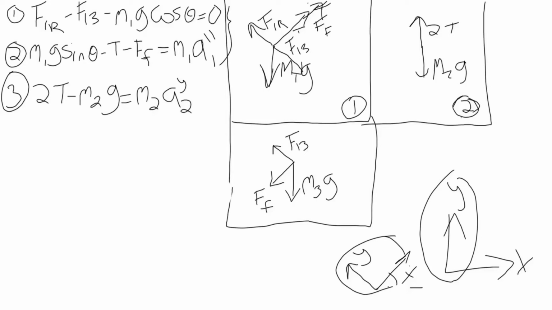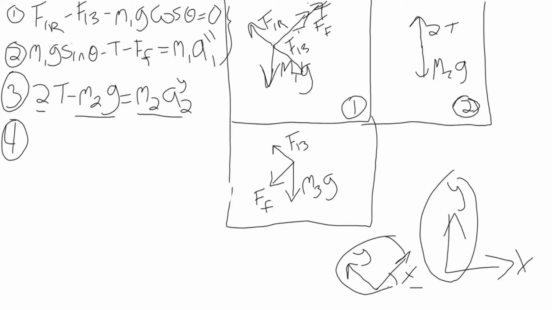So that's pretty cool. So we can actually solve for the tension now because we know what m2 is, we know what g is, and we know what a2y is. So we know what this is, we know what this is, and we know what 2 is. So T is just going to be m2g plus m2a2y, divided by 2. Nice, we got it.